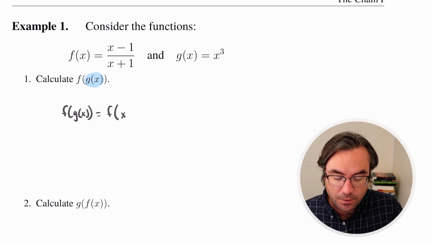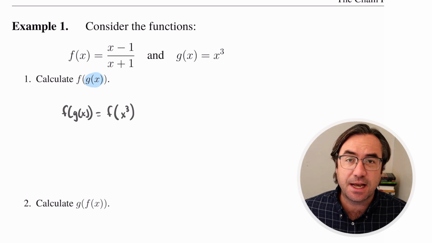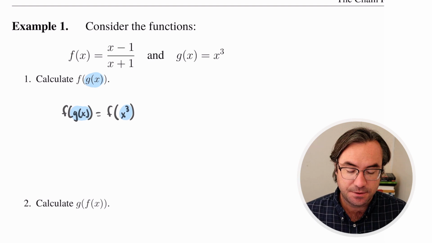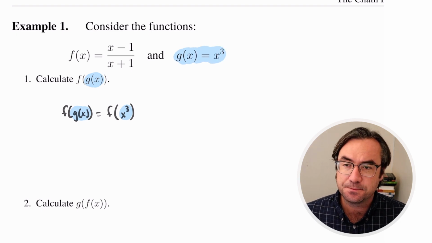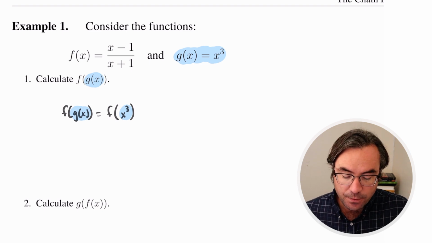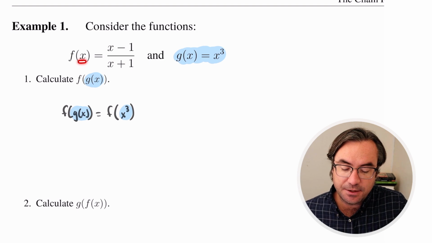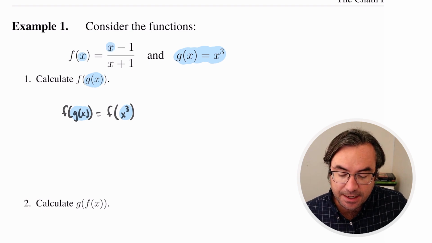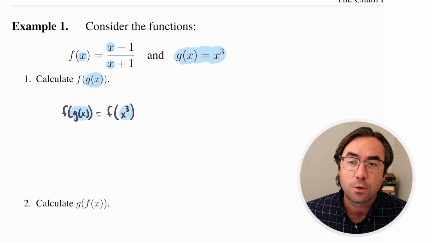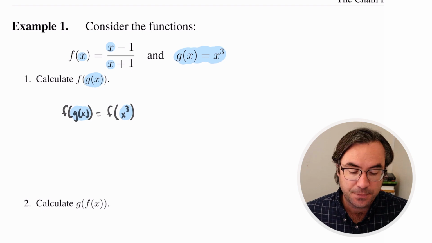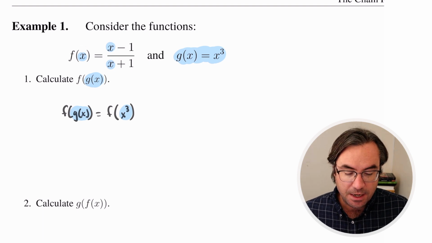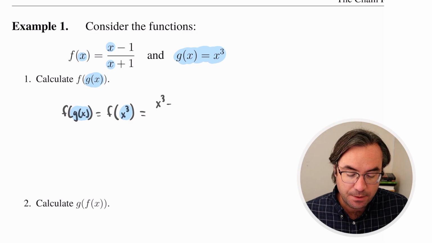Let's actually plug in what g does. It gives us x cubed. So that's the first thing: we're just replacing that inner function. We know what g of x is, it's x cubed. Now we want to take x cubed and plug that into our function f. Wherever we see an x in f, we're going to replace it with x cubed. So imagine x cubed here, x cubed here, x cubed here. And when we do that, we get x cubed minus 1 over x cubed plus 1.